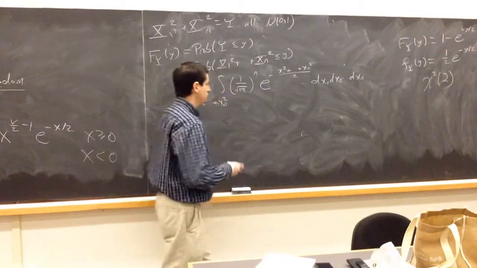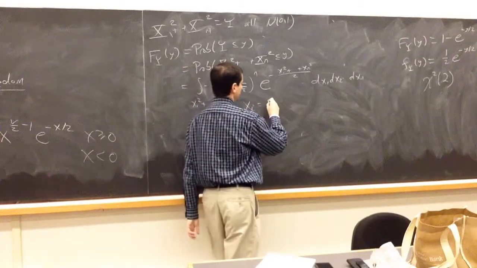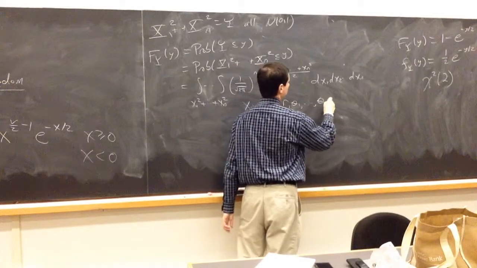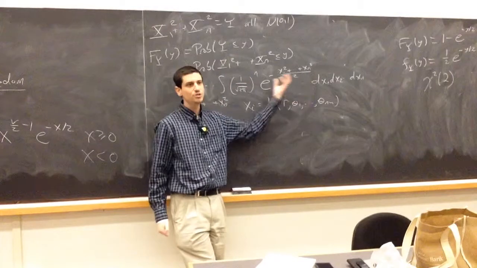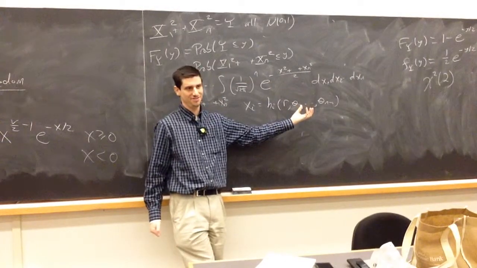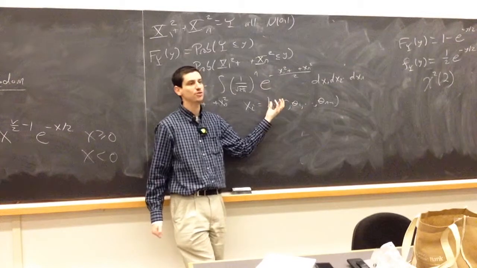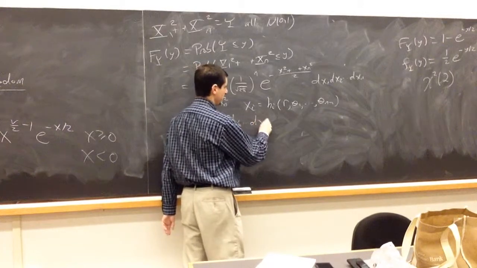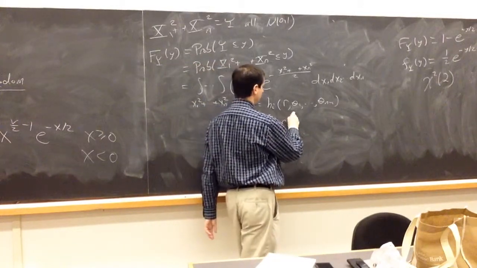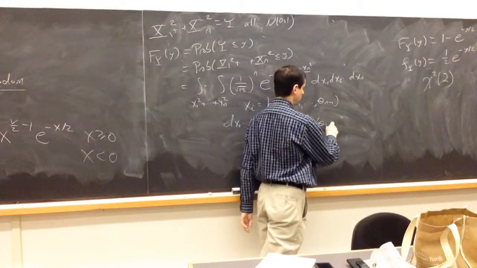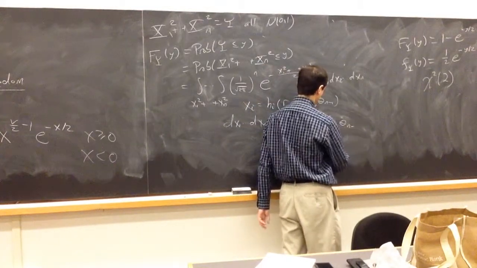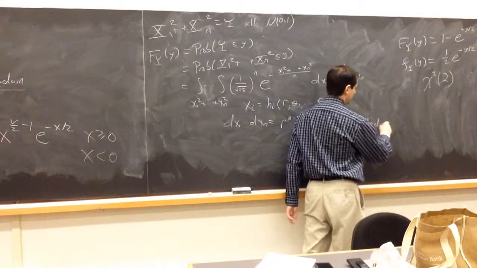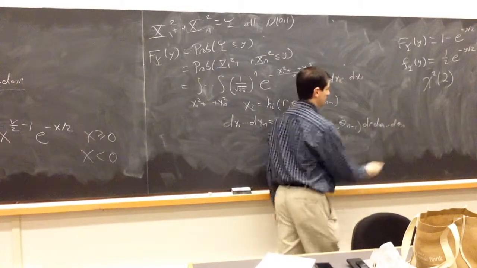There is some complicated relation. We have x_i is some function h_i of r and n minus 1 angles. If we're going to do the change of variable, we're going to have to calculate the Jacobian and the bounds of integration. I claim the volume element dx_1 through dx_n has to be of the form r to the n minus 1, times some hellish function c of theta_1 through theta_{n-1}, then dr d theta_1 through d theta_{n-1}.